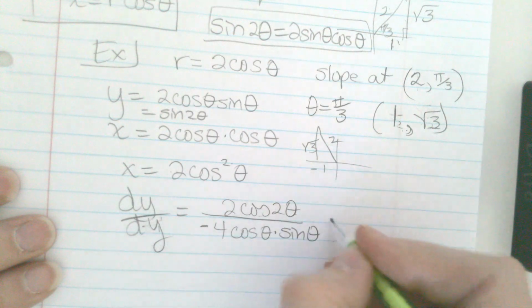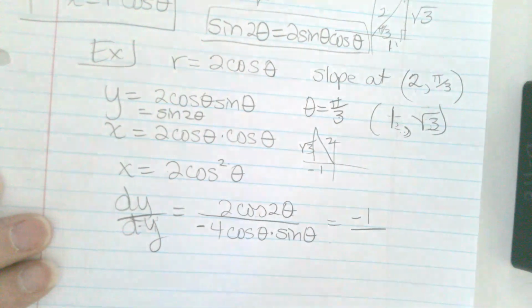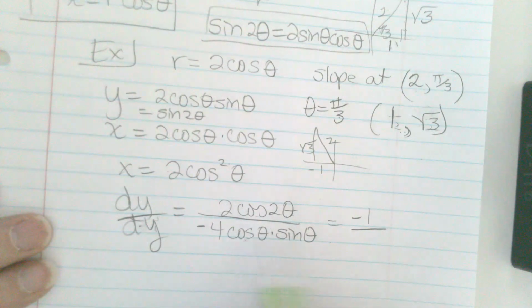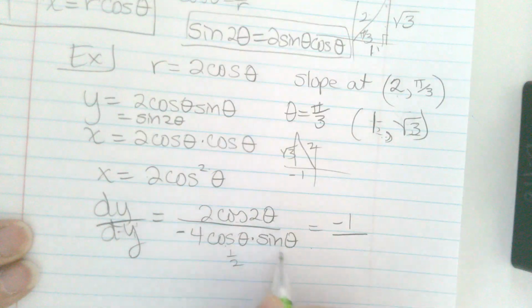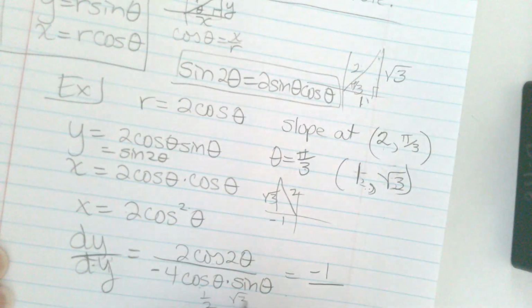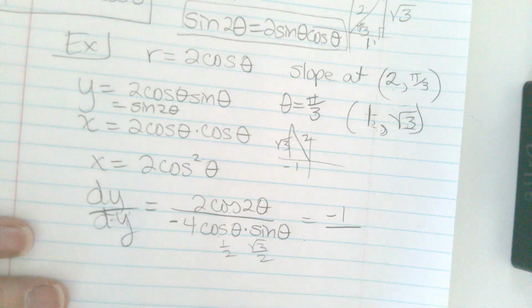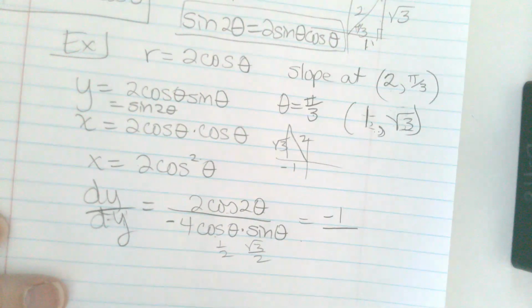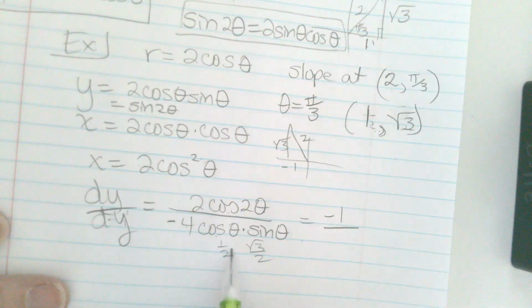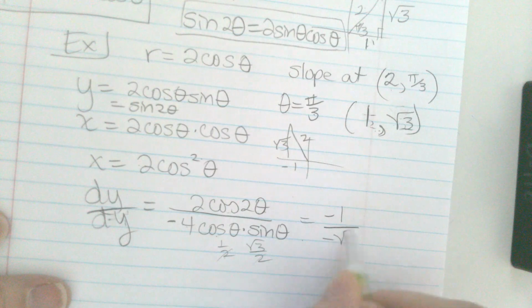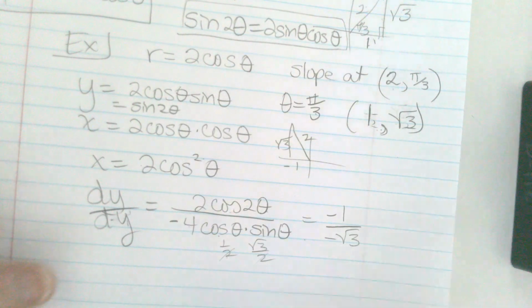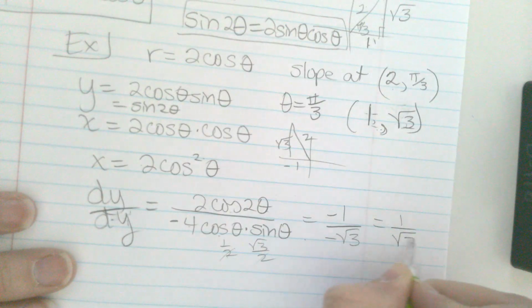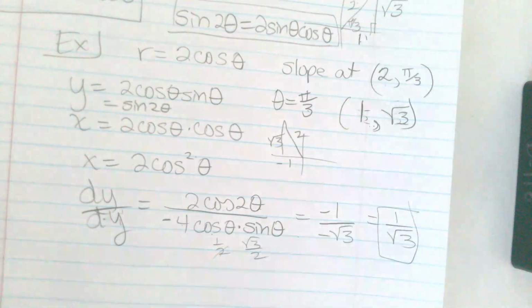Negative 1/2 times 2 would be, and the cosine of 1 pi over 3 is 1/2, right? The sine, I believe, is root 3 over 2, correct? And negative 4 times that would cancel out. Is that just negative root 3? So we have our dy dx at that point.